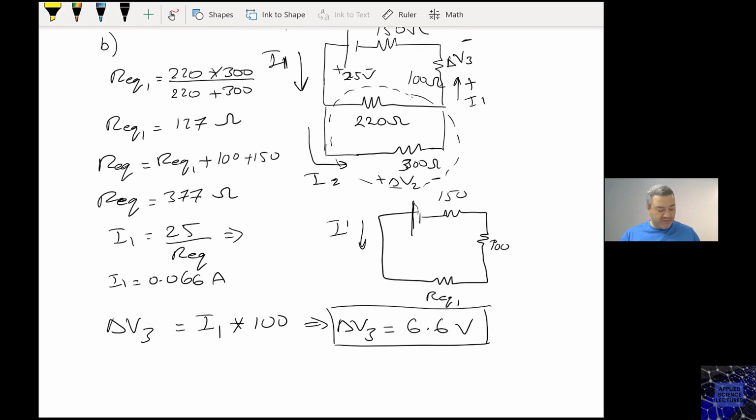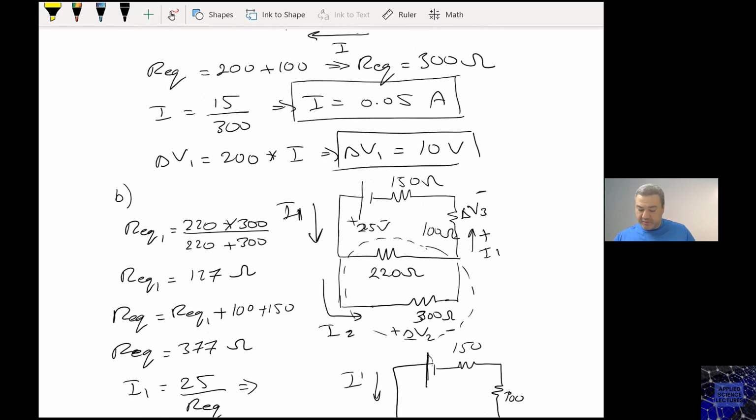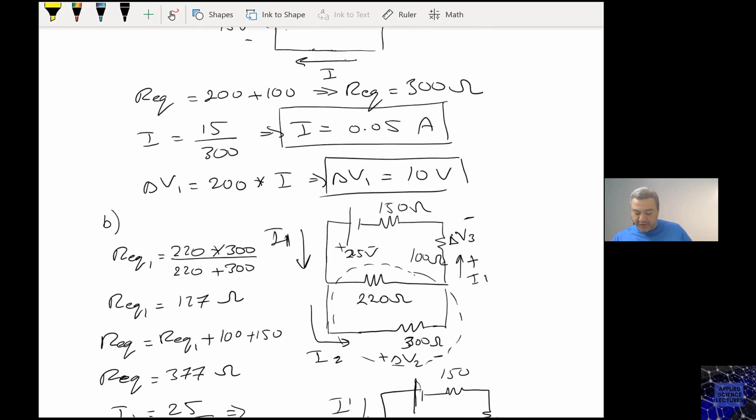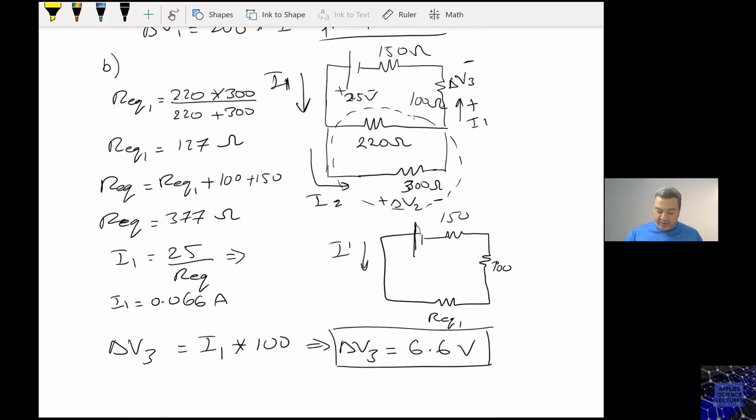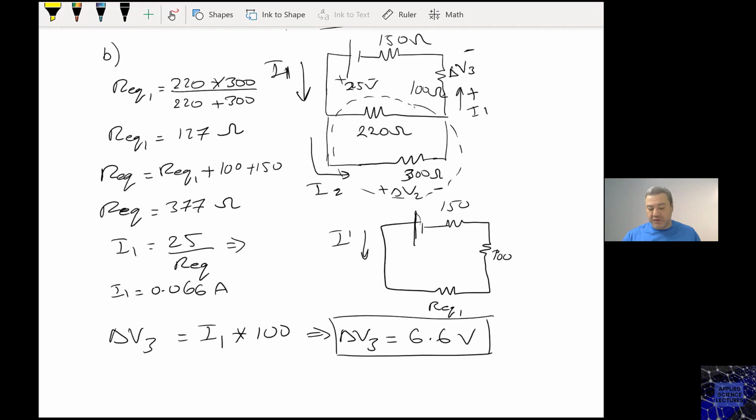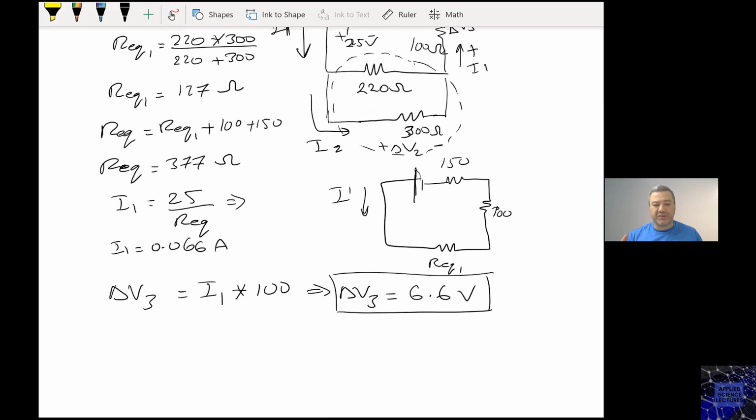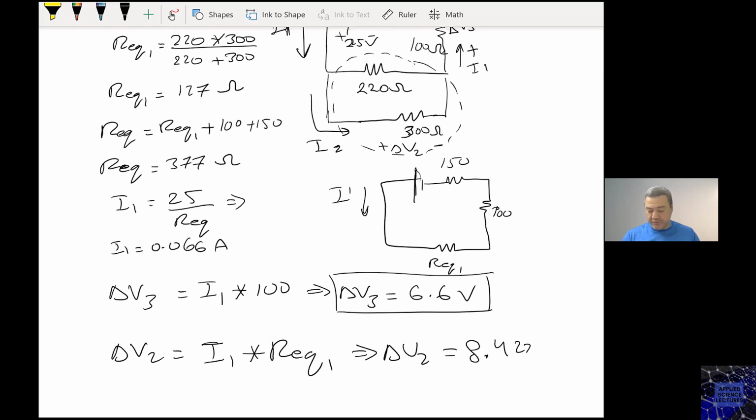What else? I need delta V2 and I need also I2. So what is delta V2? Delta V2 is the potential difference across both resistors that are in parallel. Because they are in parallel, they have the same potential difference, which means when I calculate delta V2, I have to include the equivalent resistance. The equivalent resistance of 220 and 300. So I have delta V2 equals I1, which is the total current that is going through the R equivalent 1. Delta V2 is 8.4 volts.